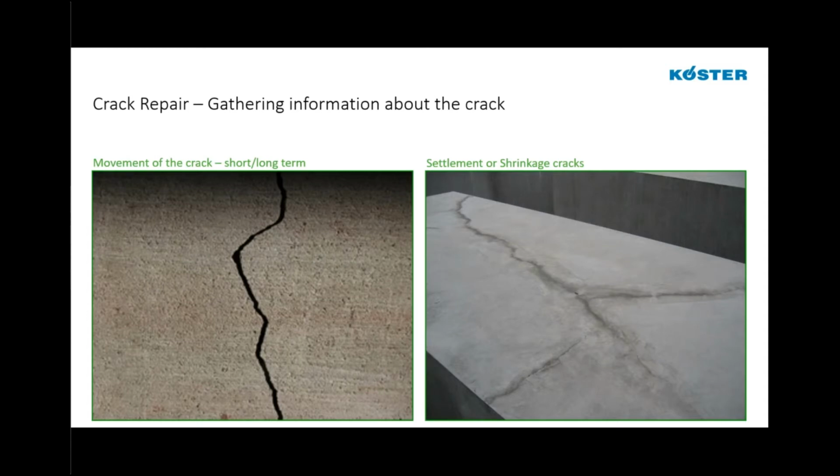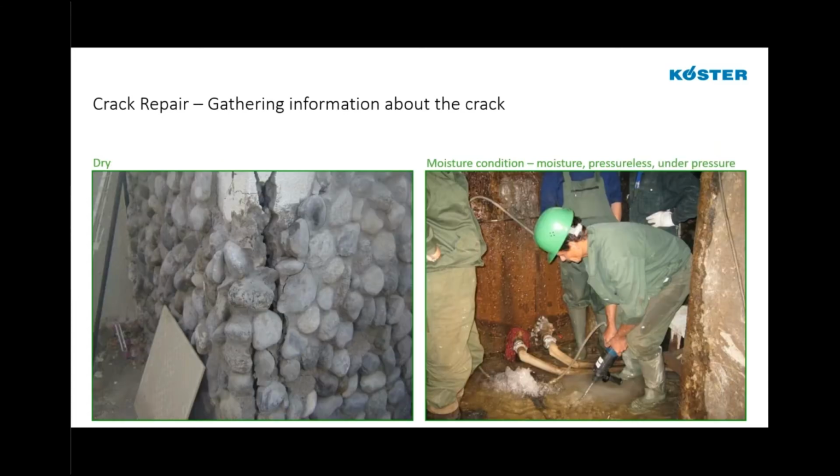Again, gathering information about movement of the crack, whether it's short-term movement or long-term over the period of the life of the building, whether it's a very long-term issue or it's relatively short-term. And again, settlement and shrinkage cracks. These are the most common kind of cracks that we see, not only horizontally but vertically as well. They are normally shrinkage cracks or settlement of the structure over its time.